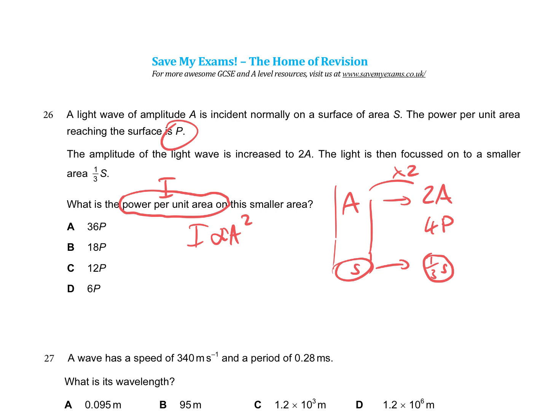And it's on an area a third of the size. So that means we're going to actually end up with an intensity of 3 times the amount, or 4 divided by a third. Why? Because intensity is the power per unit area. So if the area is reduced by a factor of a third, well, you divide it by a third. 4 divided by a third is going to give me 12, which gives me C.